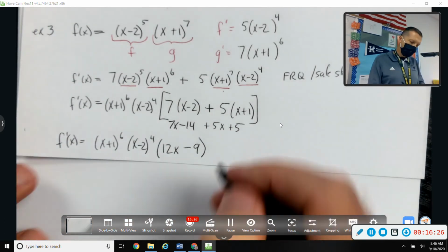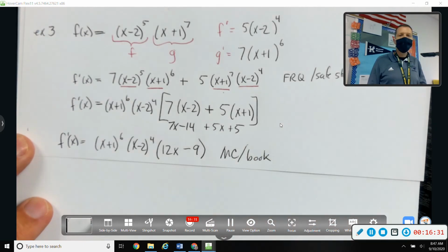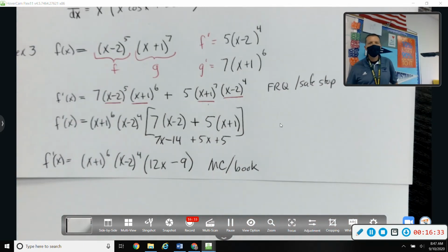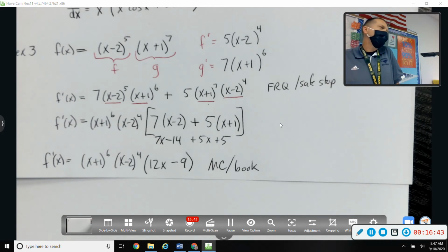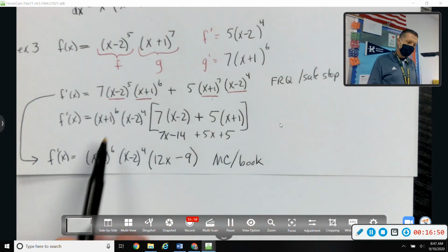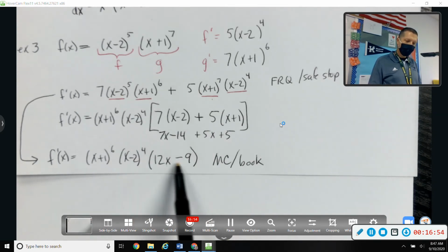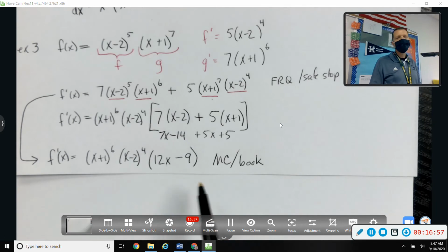So that's kind of ugly, but that'll be the multiple choice answer on a test, or the book answer if you're checking Calc Chat or the back of the book. Many times you can look in the back of the book and instantly see how your answer is the same. But if you look at these two answers, you can understand why people are like, wait a minute, I get the x plus 1 and the x minus 2, but where does 12x minus 9 come from? Where do the 7 and the 5 go? There's a lot of algebra in there.